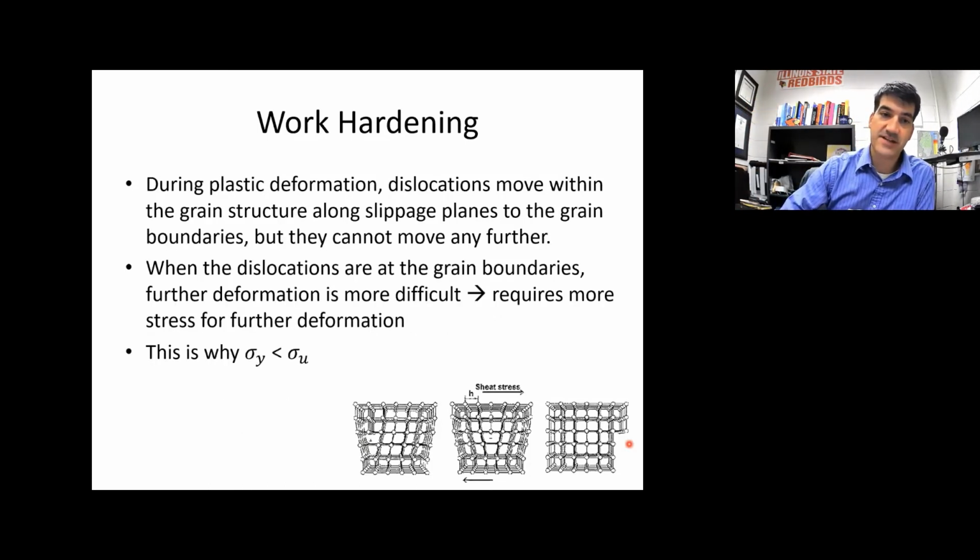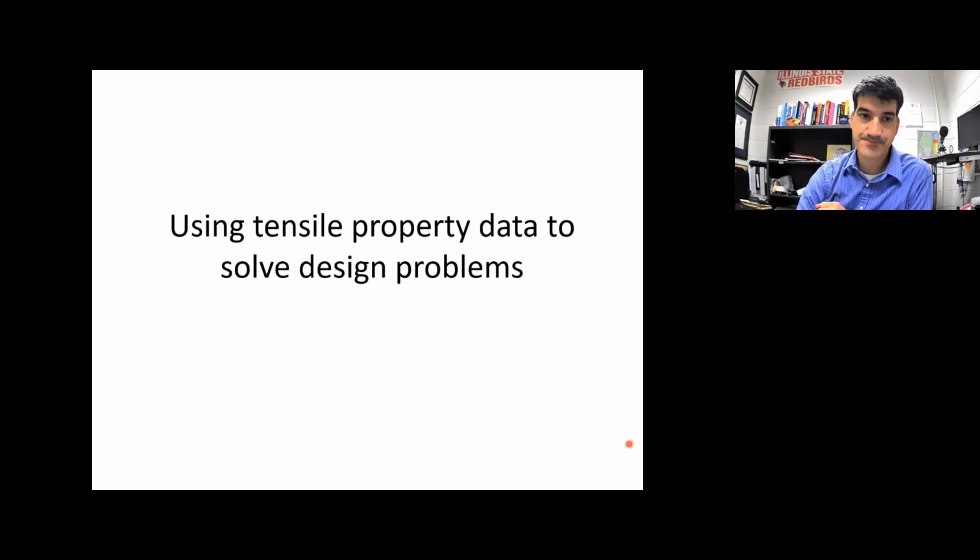So the reason that the ultimate tensile strength is higher than the yield strength is because as I pull on this material and I get more deformations to move, each successive dislocation of a defect becomes more and more difficult than the previous one. All right, so that's why the stress continues to increase between the yield stress and the ultimate tensile strength. And that's why the ultimate tensile strength is greater than the yield stress.